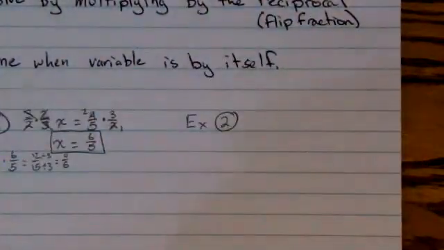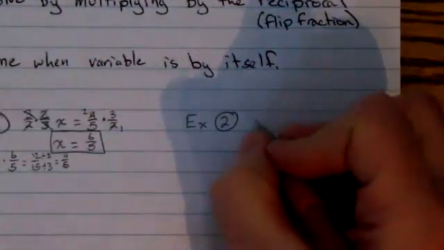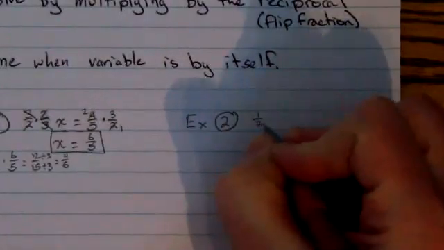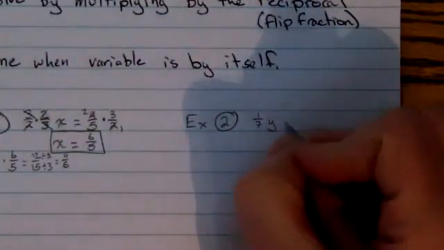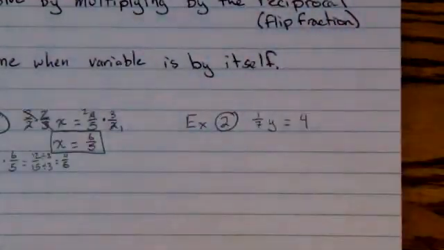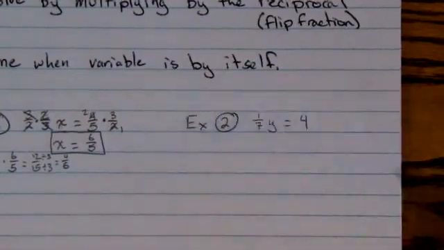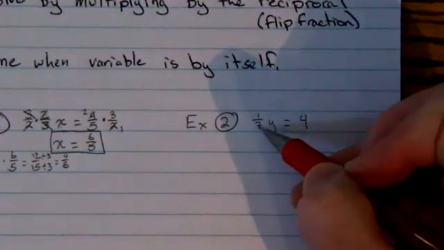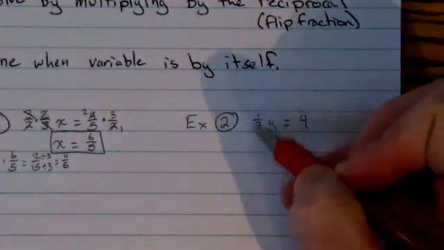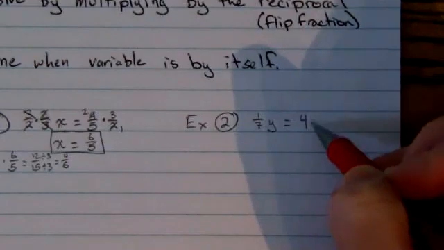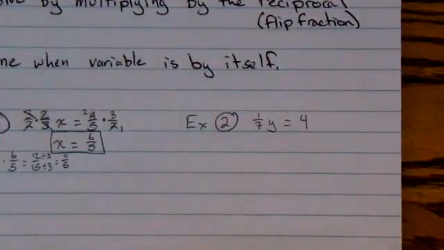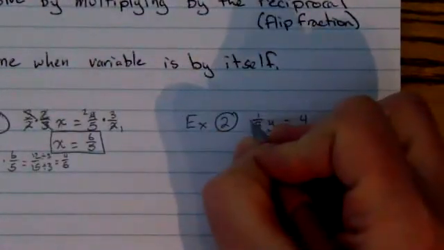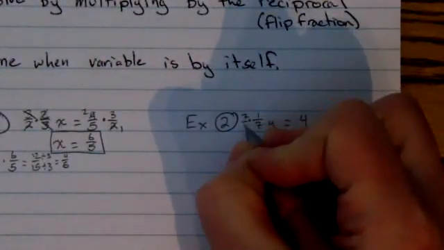Example 2, we have 1/7 y, so 1/7 times the value y, equals 4. So we have a fraction, but we also have a whole number. Because we are trying to get the variable by itself, we have to deal with this fraction. We need to move 1/7 to the other side. So to do this, we need to multiply by the reciprocal. The reciprocal of 1/7 is 7 over 1.